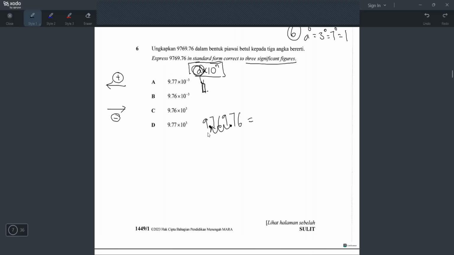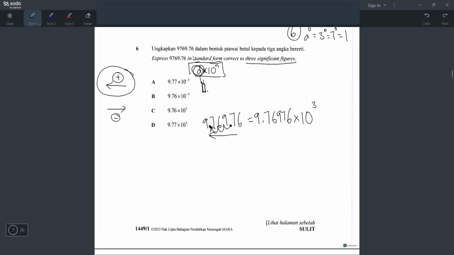So when you're moving to the left, your decimal will reach here, so it will become 9.76976, because the decimal point moved to here already. But you have to times with 10 power. Okay, you are moving how many times? 3 times, right? So it'll be 10 power 3. But positive 3 or negative 3? Okay, you are moving in which direction? You are moving towards this direction, right? So if it's this direction, your 10 power will be positive, right? So this is your answer.